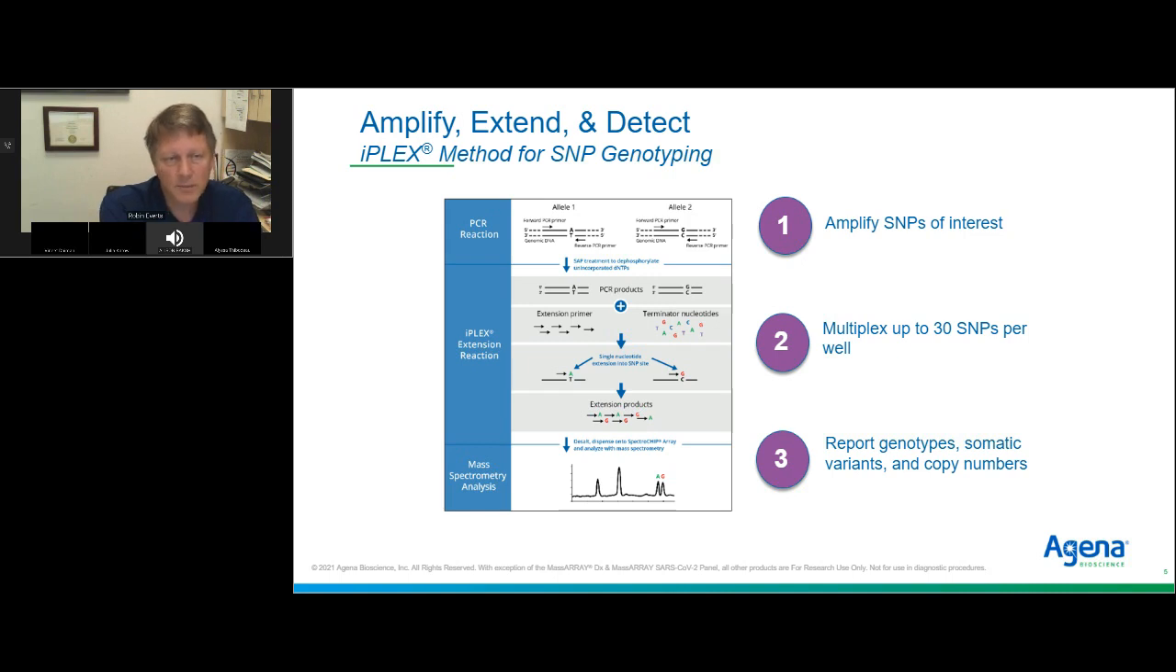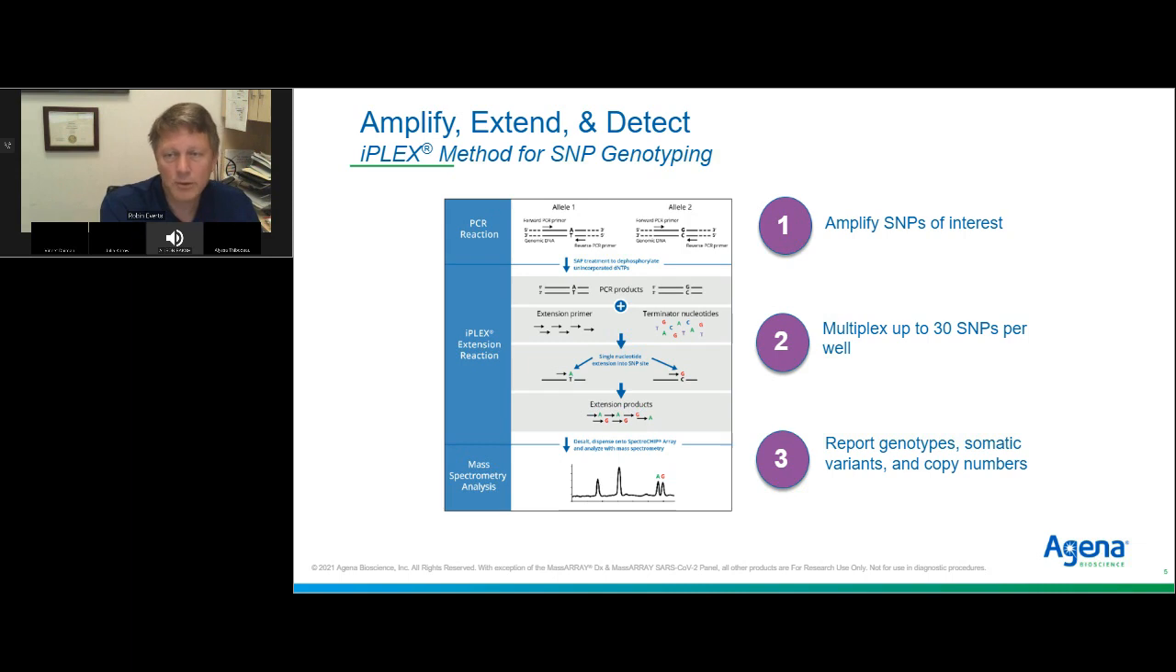Once this reaction is done, the iPLEX extension reaction, we dissolve the reaction. It's still all in a 96 well or a 384 well plate. We dissolve it, we add water, we add resin, and then we dispense that product onto a SpectroCHIP, and that is loaded into the MassARRAY, and then the MassARRAY will actually analyze the data. It will create peaks for all the different products out there, and in this case, these 2 peaks are the A and G alleles of this particular assay, and they will be reported as A and G.